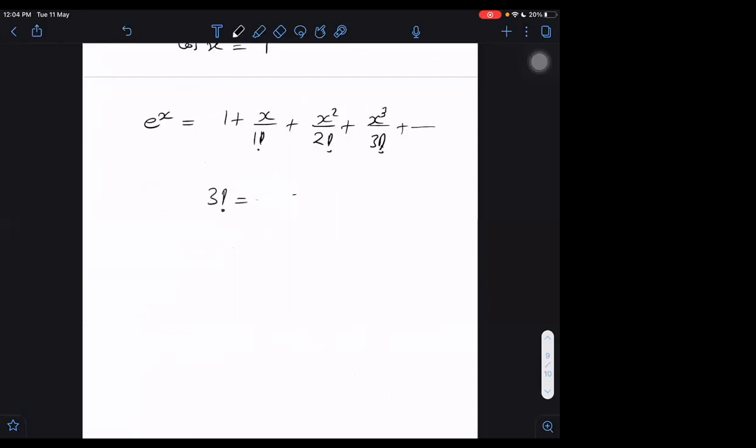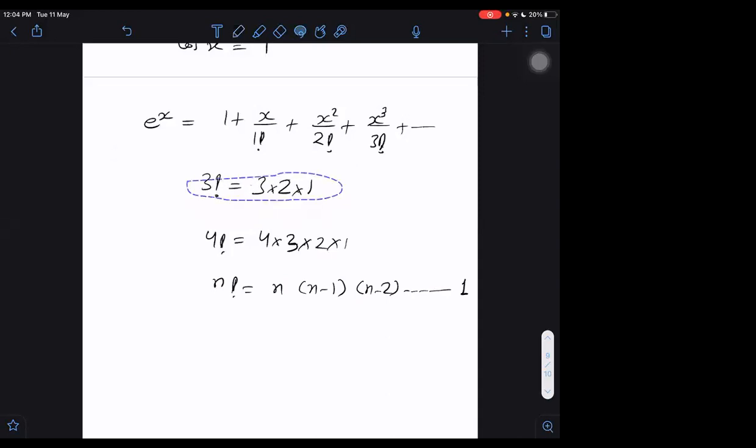3 factorial means 3 into 2 into 1. 4 factorial means 4 into 3 into 2 into 1. What is n factorial? n into n minus 1 into n minus 2, dot dot dot, up to 1. Okay, sir. Understood. So you don't know factorial, really? It is first time. Normally, every time when I take the factorials, students already know about it. Yes, sir, we know, sir. I don't know why.